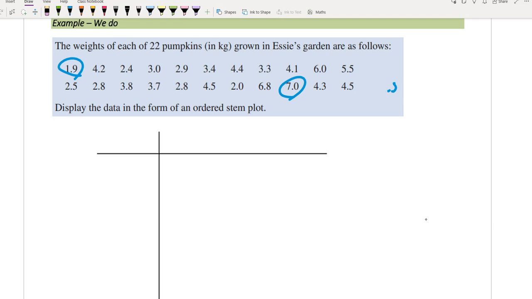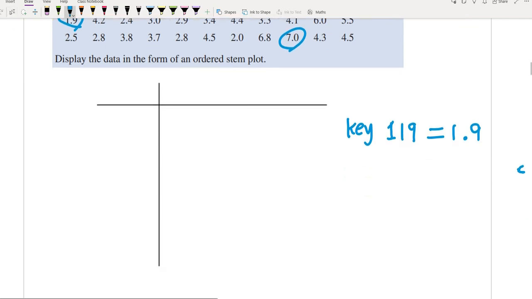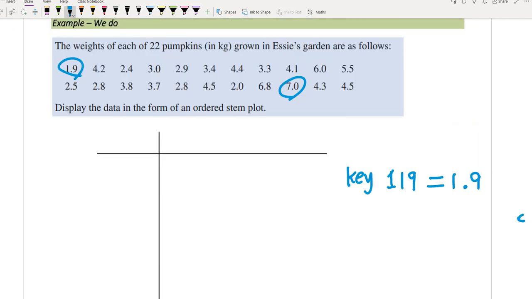Now this one is good, and they're in decimals. So in our key, we should put that we're showing decimals. For example, if we have 1, a little line, and then 9, this means 1.9 in our stem and leaf plot, and then we can start constructing the stem and leaf plot. This process is fairly long and you have to do it carefully by hand.